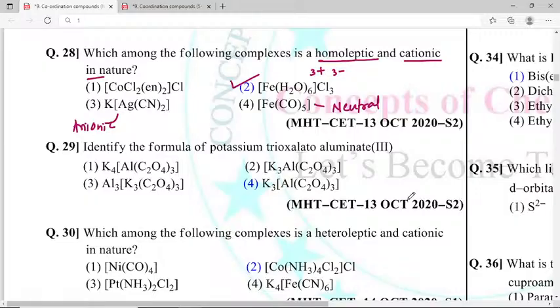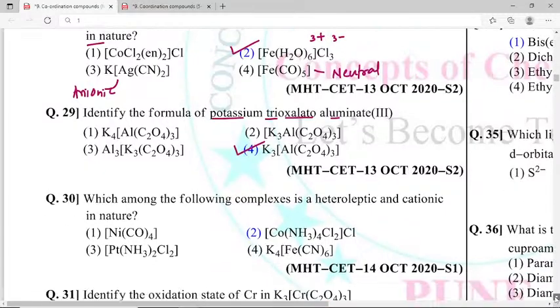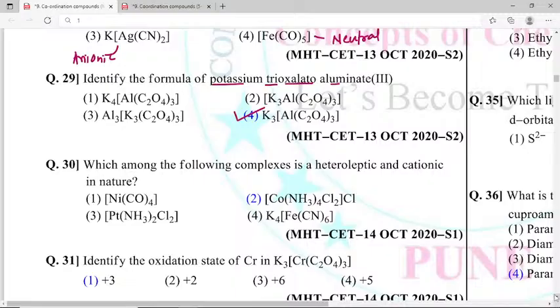Identify the formula of potassium trioxalato aluminate. Potassium trioxalato aluminate. So option number 4 is correct. Let me check the oxidation state of the aluminum here. So potassium has a +3. So overall complex has a -3.